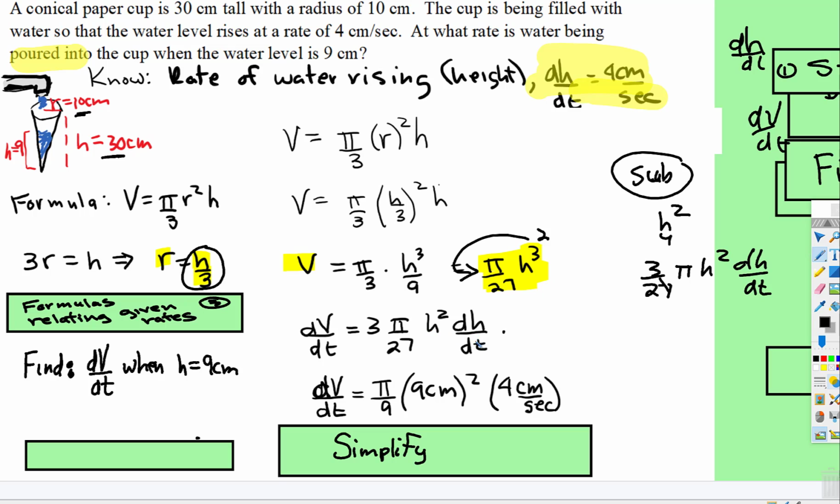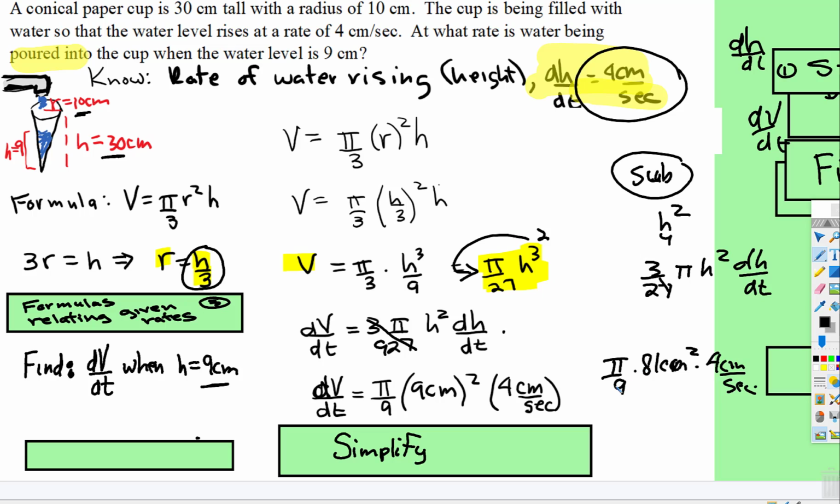So we have our h squared and our dh/dt. We have our 3 pi over 27. Then that cancels, leaving pi over 9, h squared dh/dt. And right there is where I went ahead and substituted for h. What do we say h was? 9 centimeters. So h squared, 9 centimeters squared. dh/dt is 4 centimeters per second. Now we're going to have to square that, so that becomes pi ninths times 81 centimeters squared times 4 centimeters per second.